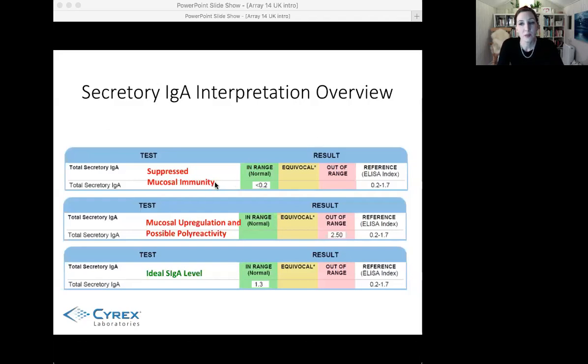And then what this will look like if there is suppressed mucosal immunity is that you will see it below the range. And in this example, of course, we're just looking at secretory IgA. So when it's below the range, you'll have this little less than. So we look at total secretory IgA, but I will also show you an example of what it looks like when IgA is suppressed across the board.